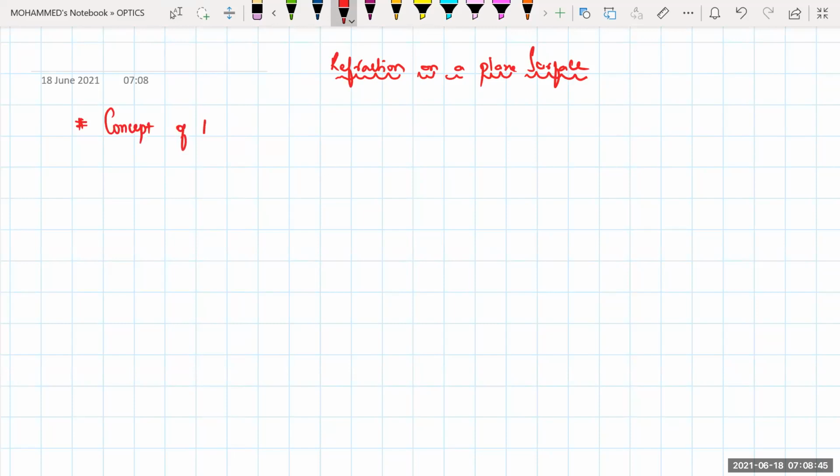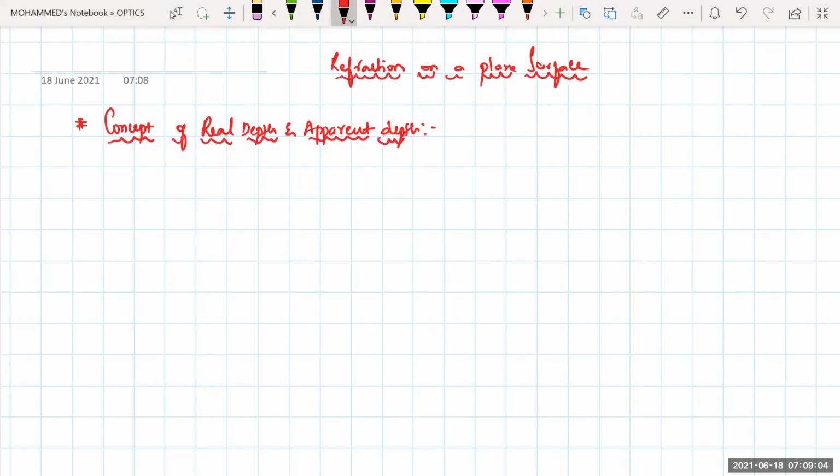Concept of real depth and apparent depth. Apparent depth means what we see. We are assuming, for example, that a 5 rupee coin is there, but actually it is deeper.